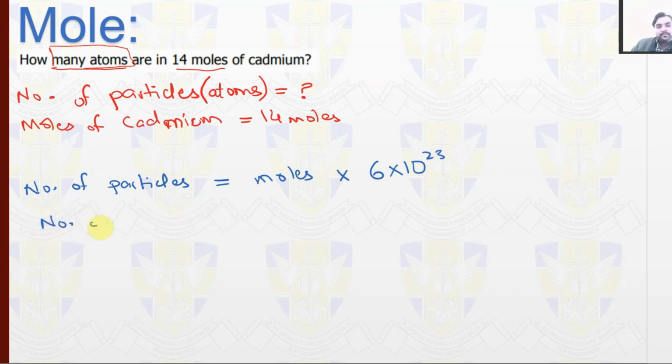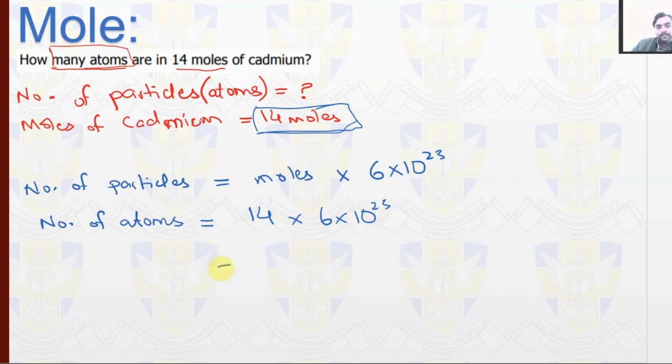Since the number of atoms we have to calculate and the number of particles we have to calculate are the same thing, and moles are already given to you in the question, 14 moles, put 14 into 6 into 10 to the power 23. When you solve it in the calculator, you would be getting 14 multiplied by 6, which is 84, so the answer is 84 multiplied by 10 to the power 23.